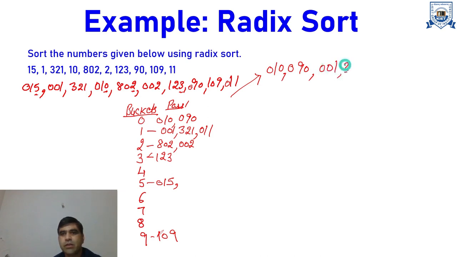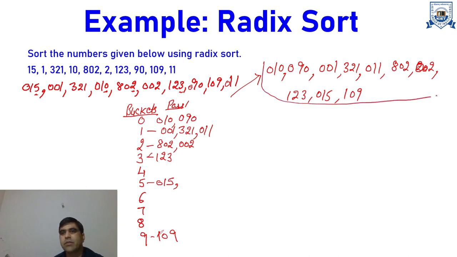001. After that we have 321. After that we have 011. After that we have 802. After that we have, it is not 802, it is 002. After 002 we have 123. Then we have 015, and then finally we have 109. So after the first pass, this is our sequence. First one is 010 and like this.